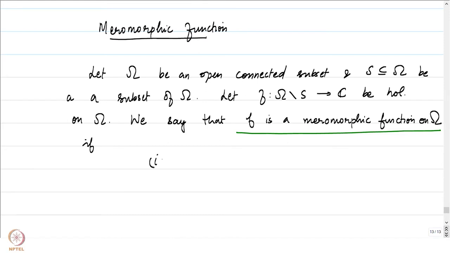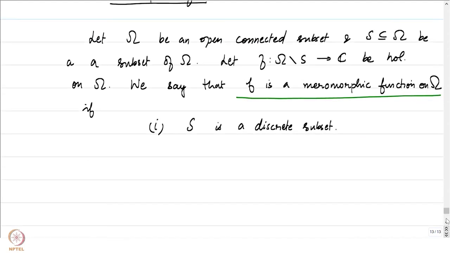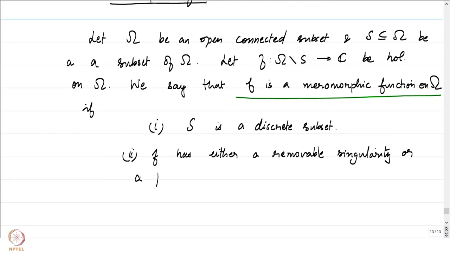If the following two conditions are satisfied: first, S is a discrete subset. What does that mean? It means that if z0 is some point in the set S, then there exists some neighborhood D(z0, r) contained in omega such that D(z0, r) intersected with S gives back z0. And what about the behavior of f at the points of S? The second condition is that f has either a removable singularity or a pole at points of S.